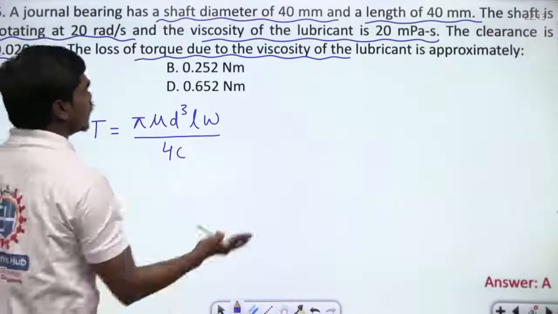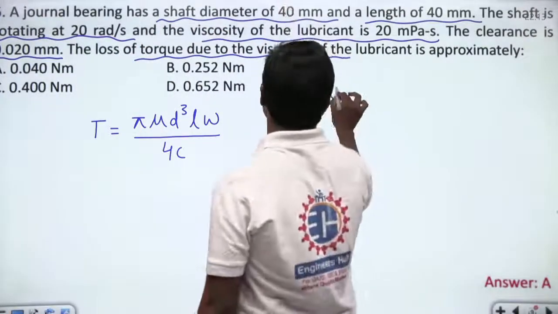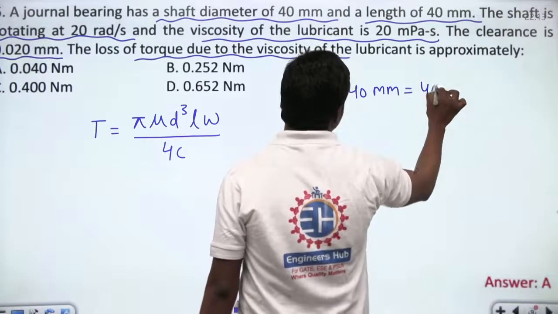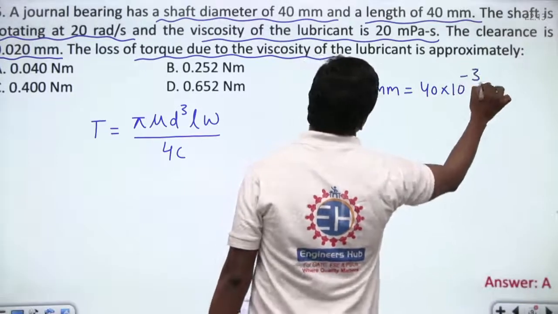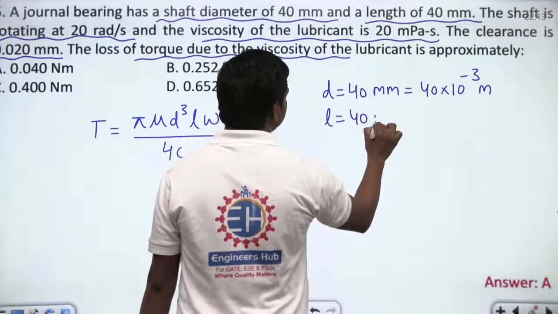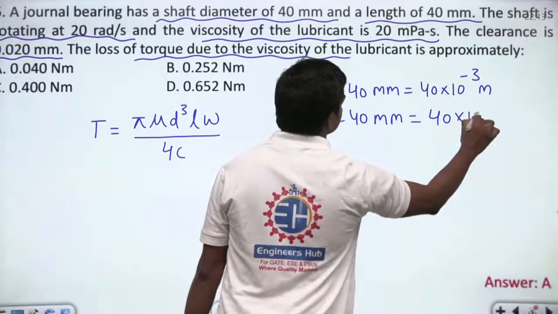So we have all the values. Let us collect the values. The journal bearing has a shaft diameter of 40 mm, so shaft diameter d is 40 mm, which can be written as 40 into 10 to the power minus 3 meters. Next, the length is also 40 mm, because generally in journal bearings we take d equal to L. In your machine design course you will be able to see this anyhow.